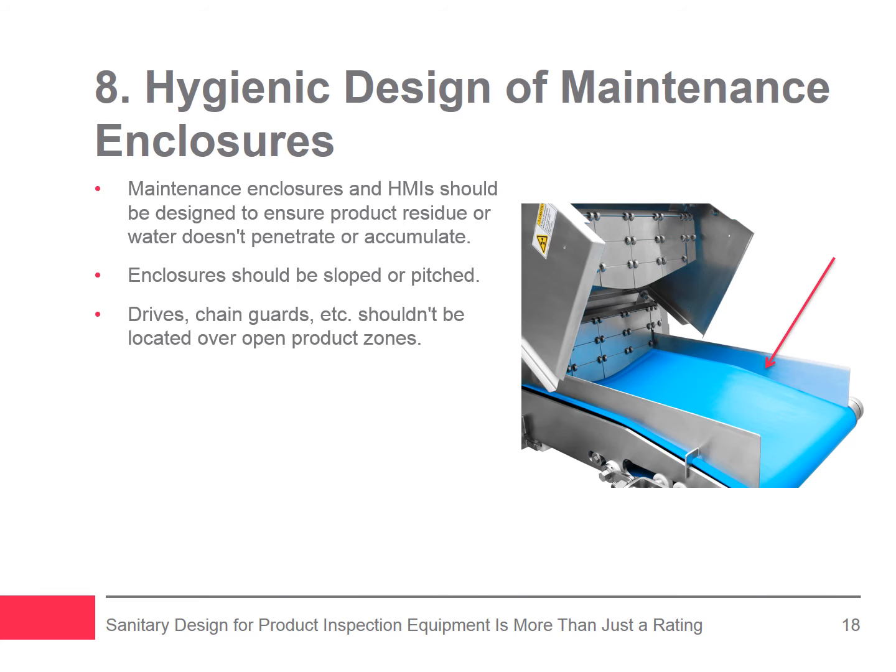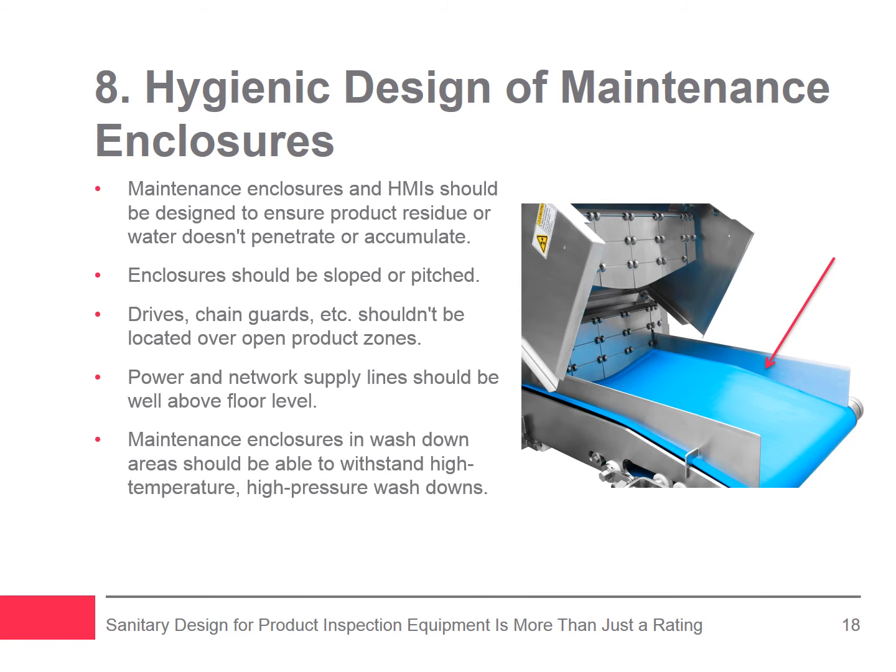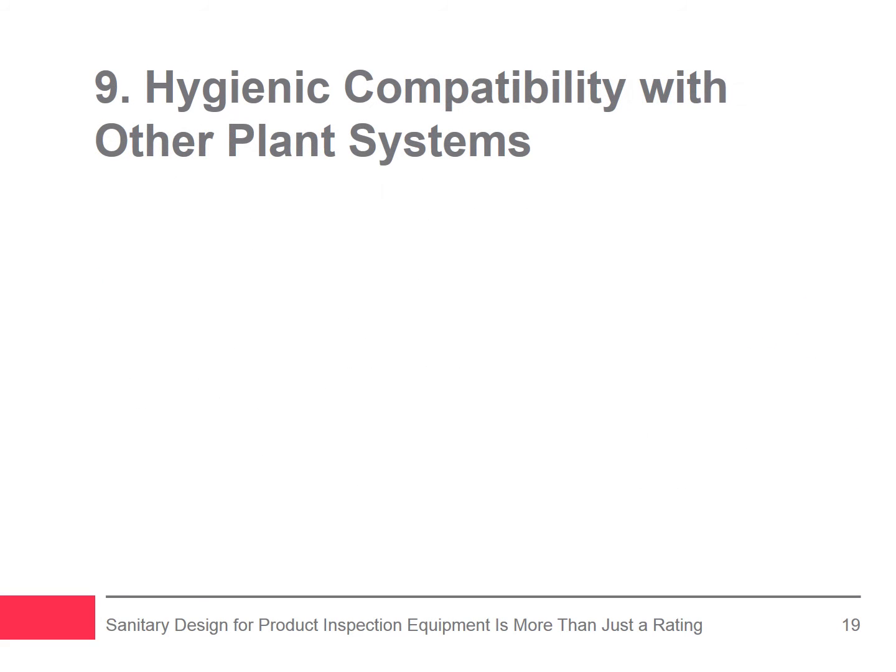Control and junction boxes should be fastened to the frame in a manner consistent with the sanitary design principles. Power and network supply lines should be well above the floor level, and connections to and from the control cabinet should be firmly affixed and able to withstand direct cleaning and environment sanitation processes. Maintenance enclosures in direct washdown areas should be IP rated and suitable for exposure to water and chemicals used in cleaning and sanitation.